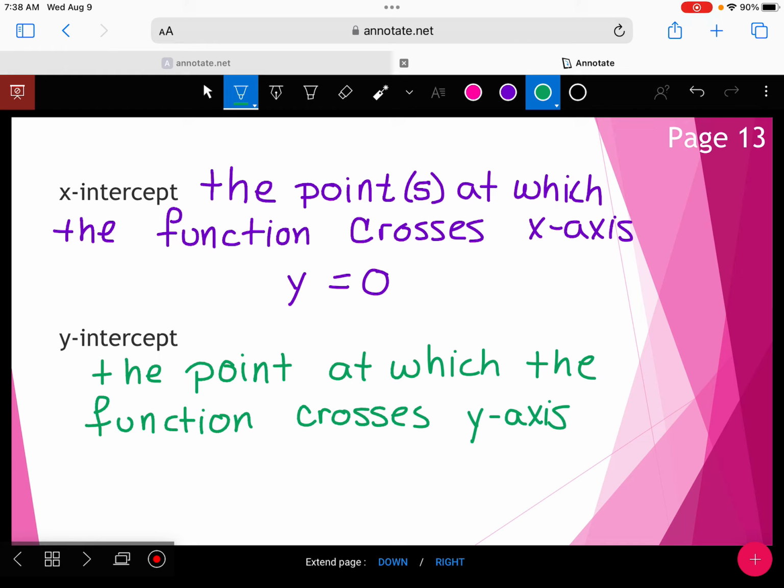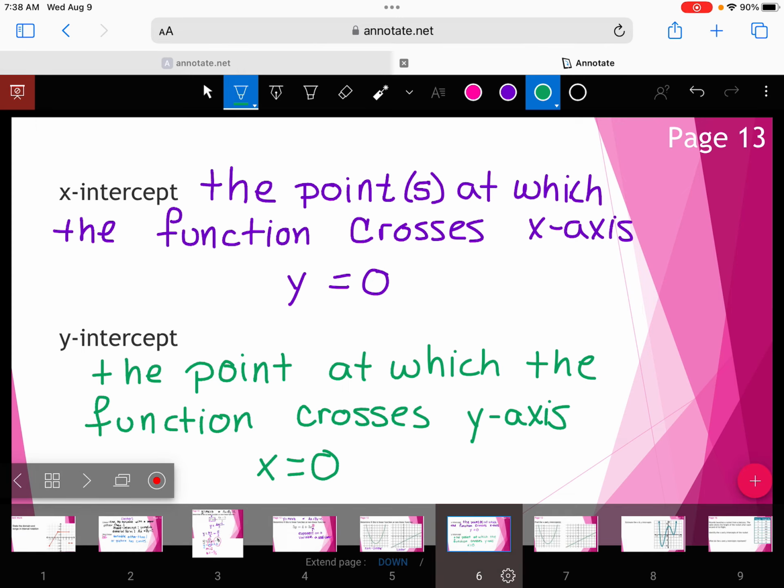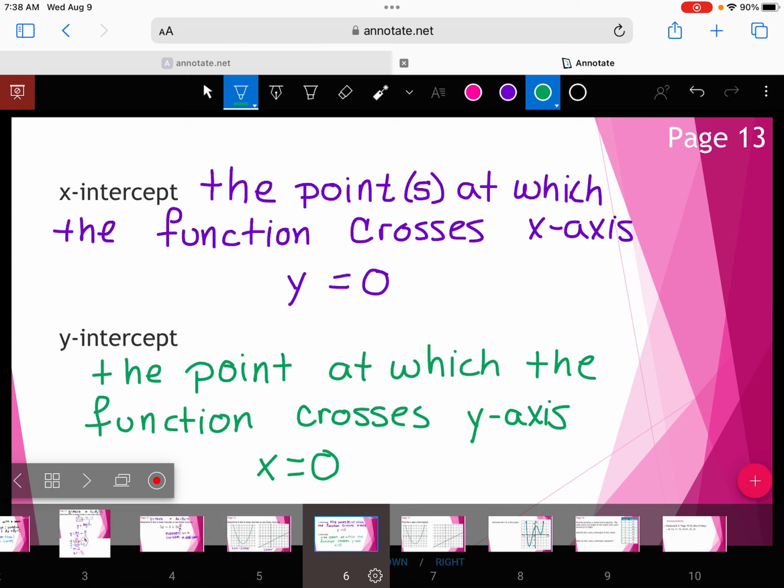My y is going to be some number. My y could be 1. My y could be 27, -4, -5/3. It doesn't matter where it is vertically. The one thing I know about a y-intercept is that my x value is 0. Okay, so get those written down.